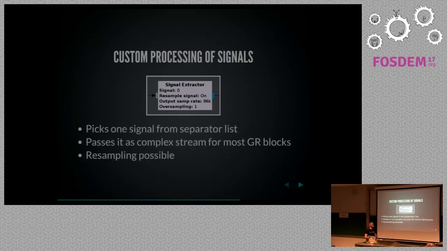Also, the sample rate of a signal is not known during runtime because it tries to sample following the Nyquist criterion. So it depends on the bandwidth of the signal what the sampling rate of the signal is after the signal separator. And there are applications where you need to know your sample rate exactly. Therefore, this block also has the possibility to resample the signal to a well-defined sample rate.